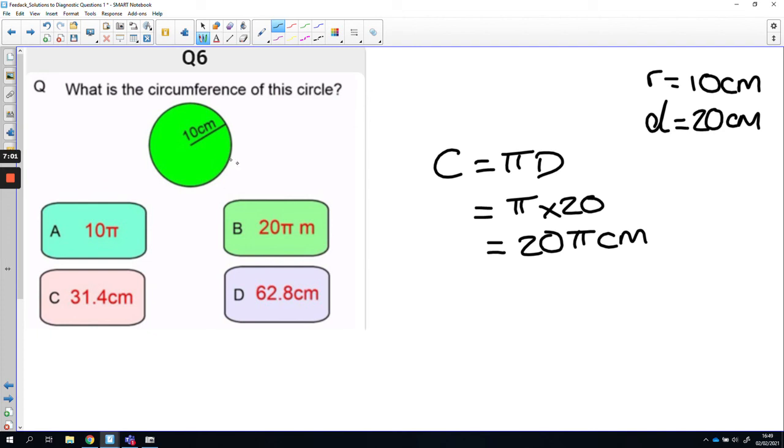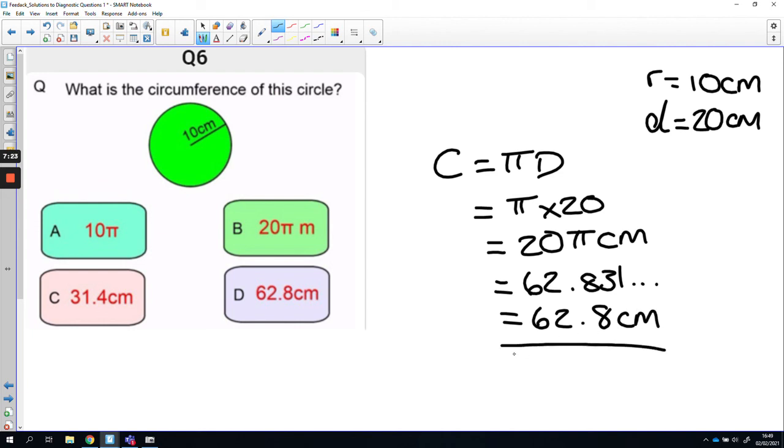These are different units. Okay, so if I do shift pi, times it by 20, and then hit my S to D button, what I find out is, on the calculator, I get 62.831, blah, blah, blah. If I round that to 1 decimal place, okay, and use the correct units, you'll notice it's D, okay? Not this one, because it was in metres. It was in centimetres, okay? So your answer is D.